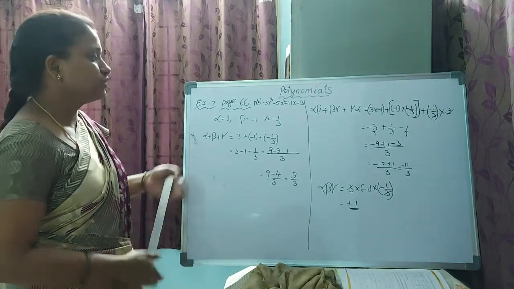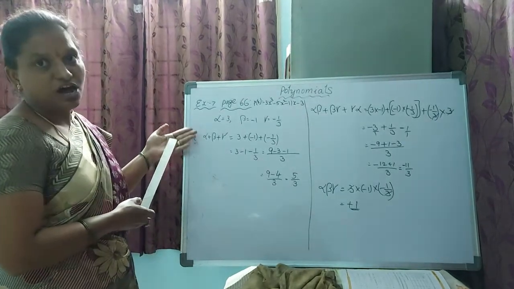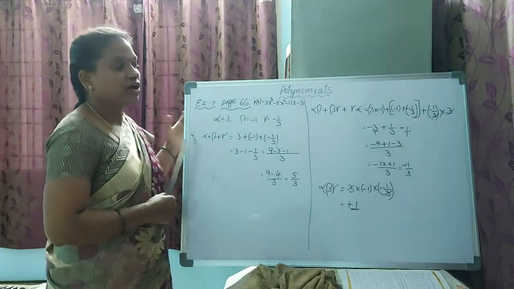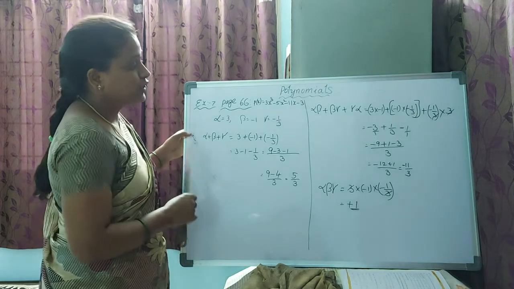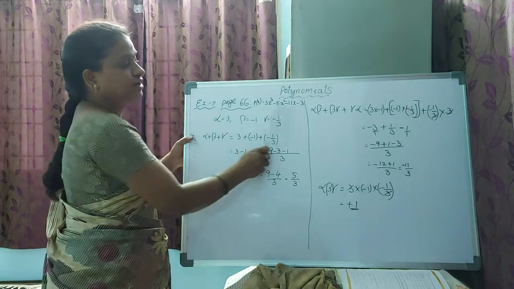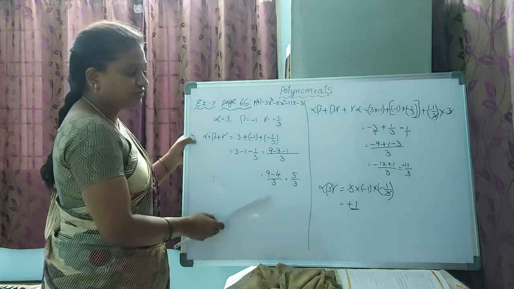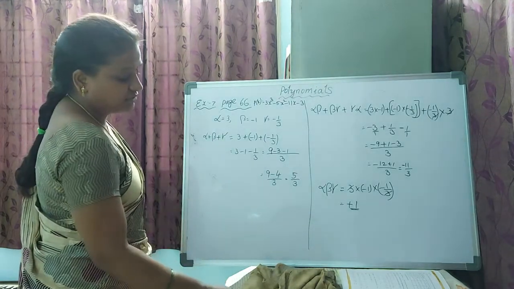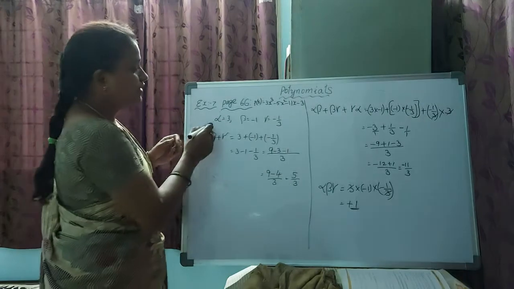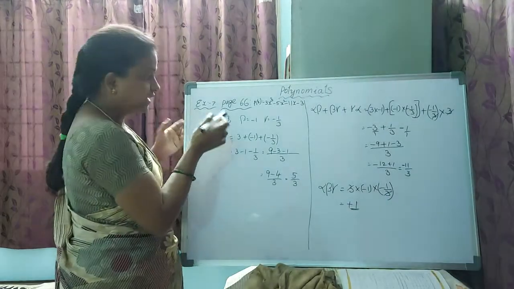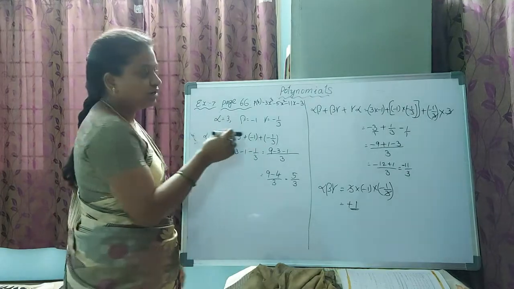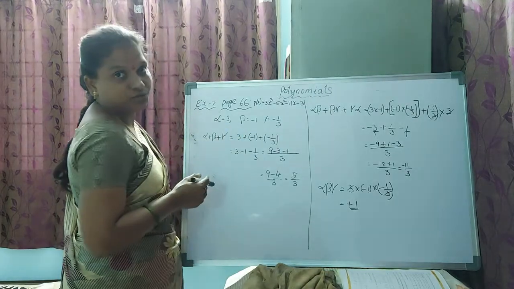Yesterday we discussed this example 7. Half we discussed. The remaining half, what do we have to do today? Verify the zeros of the cubic polynomial with the coefficients of the terms. See now, alpha is equal to 3, as they have given, what they have given I wrote. Beta is equal to minus 1. Gamma is equal to minus 1 by 3.